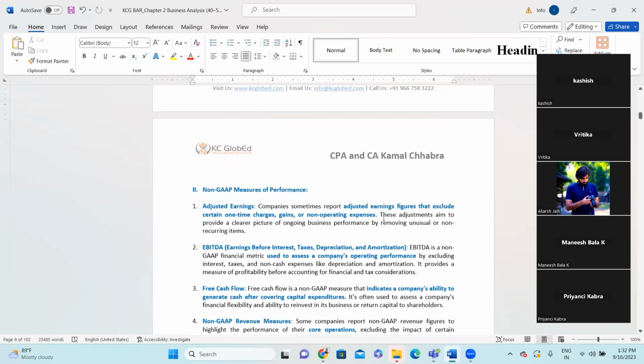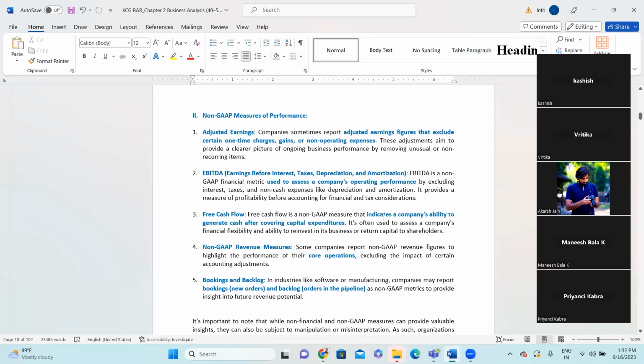Now we are switching to the second part of the topic, which is non-GAAP measures of performance. First we understood non-financial; now we are understanding financial but non-GAAP, right? Your adjusted earnings, your EBITDA, your free cash flow, your non-GAAP revenue measure, your bookings. Those all come under non-GAAP measures, even though they are financial, they have nothing relating to GAAP.